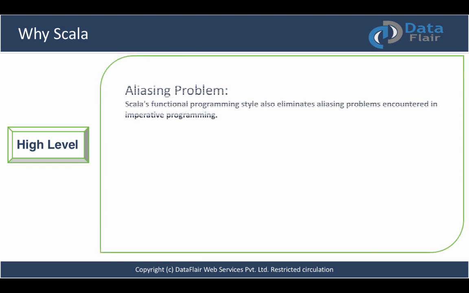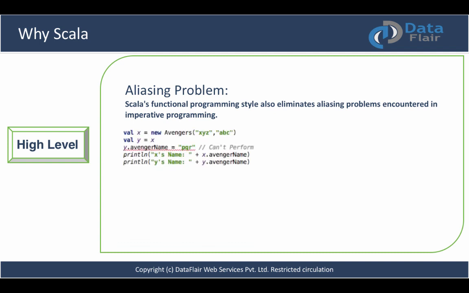Scala's functional programming style also eliminates the aliasing problem encountered in imperative programming. Aliasing happens when multiple variables refer to the same object. This gives rise to questions like, does changing a variable r.x also affect s.x? Immutable data, on the other hand, can be shared freely. And this difference is significant when we write concurrent programs.